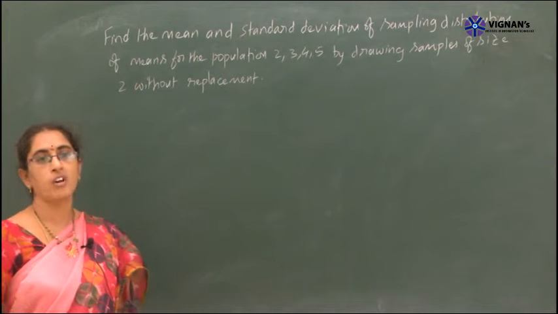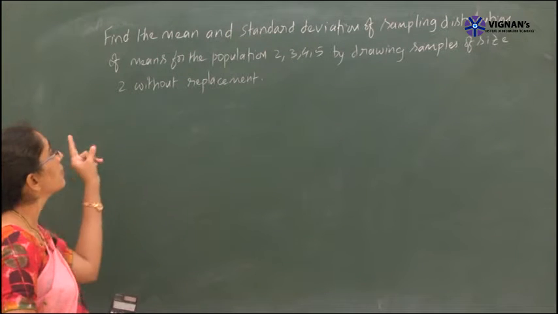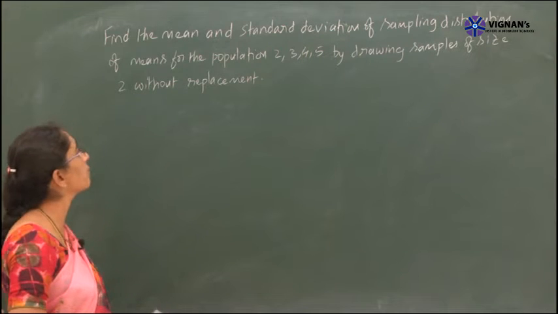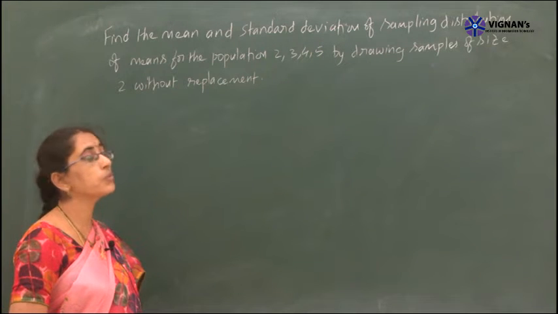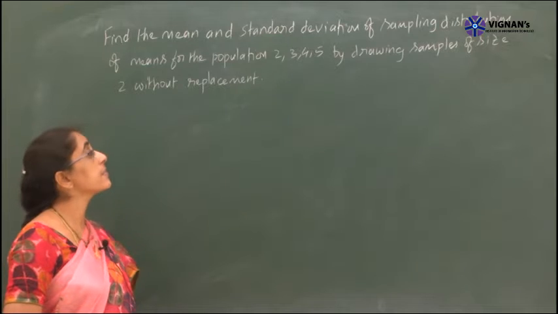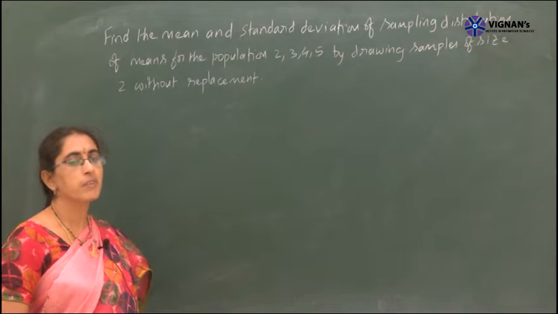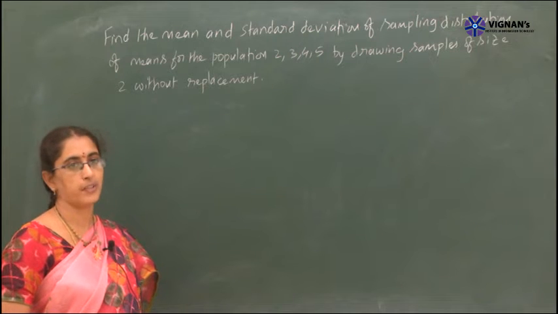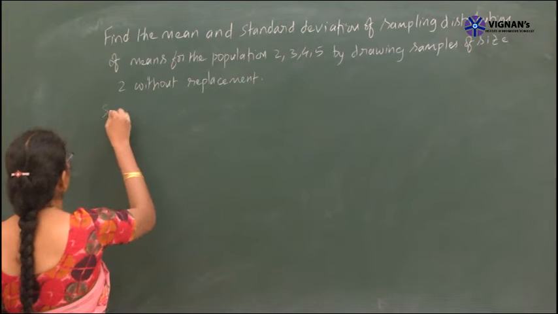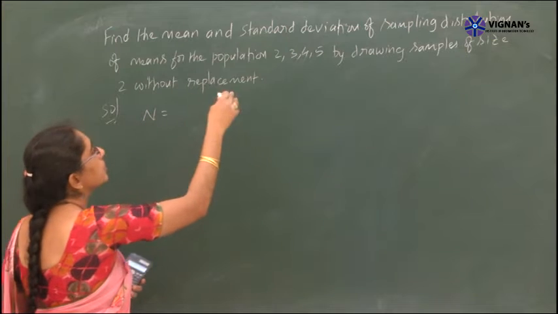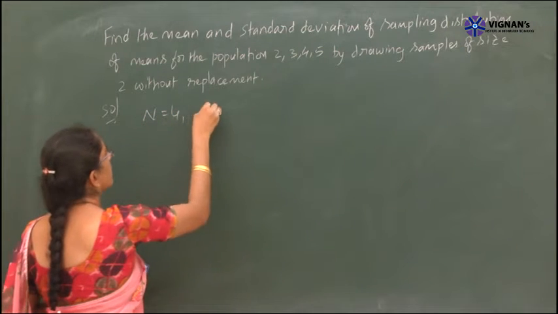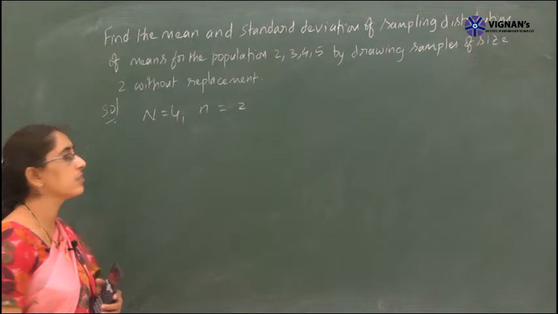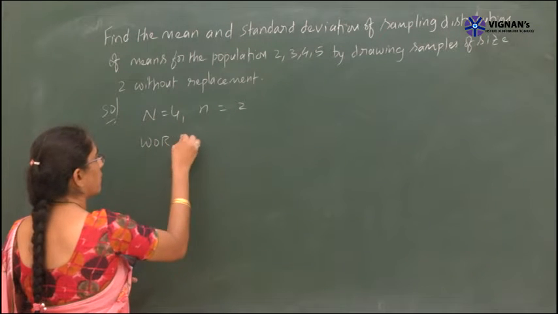Now see one more problem on without replacement. Now this time here we have to find only the mean and standard deviation of sampling distribution of means for the population 2, 3, 4, 5 by drawing samples of size 2 without replacement. Means here in this problem no need to find the mean and standard deviation of the population. So here the population size is 2, 3, 4, 5 means 4 elements and the sample size is given as here 2. So we have to find without replacement, WOR.